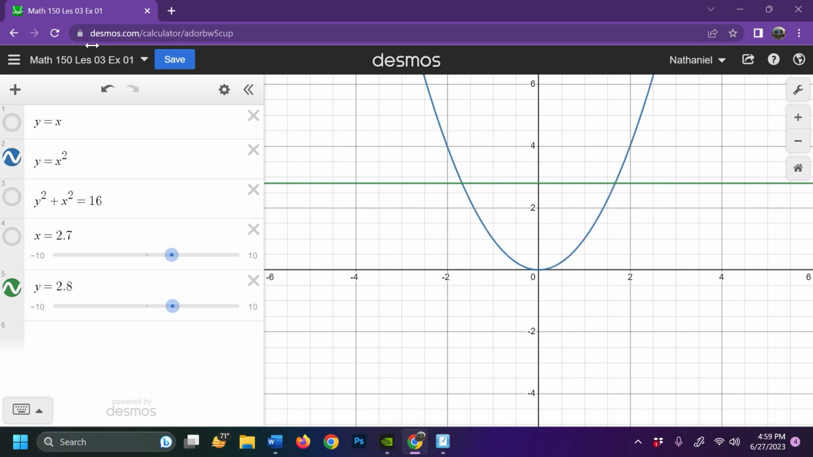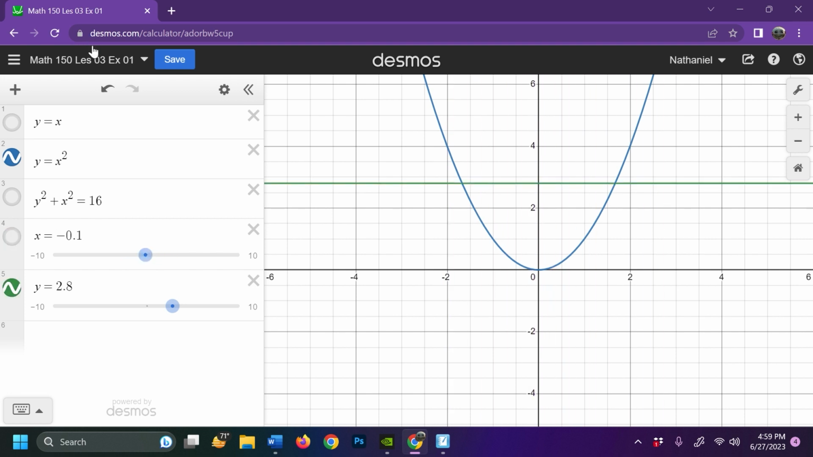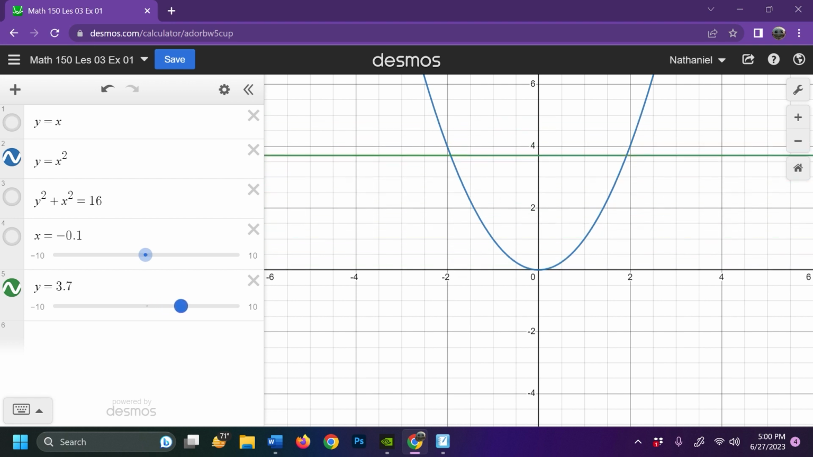The blue curve is the simple parabola y equals x squared. Now if I go back, again, y equals x squared passes a vertical line test, so it is a function. It does not, however, pass a horizontal line test, and therefore it is not 1 to 1 in its current state.